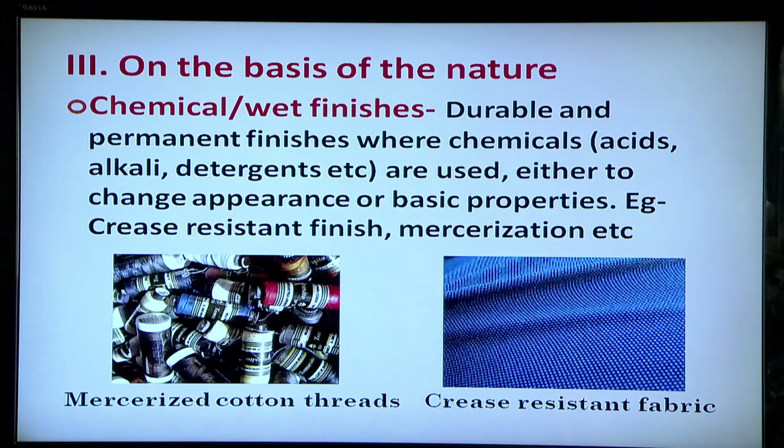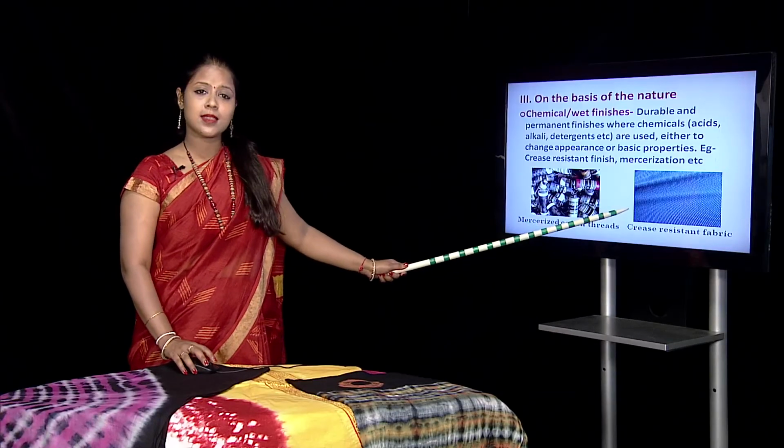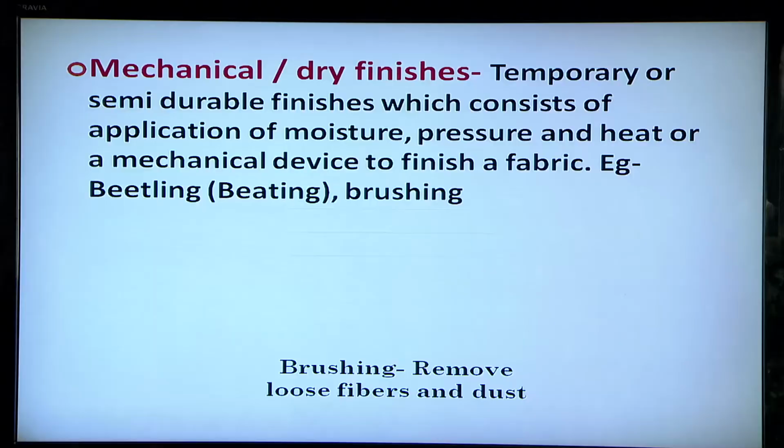In this, the first category is the chemical or wet finishes, which are durable, and permanent finishes where chemicals like acid, alkali, detergents are used either to change the appearance or basic properties of the fabric. As you can see, these are the threads which are being mercerized, and this is the crease resistant fabric.